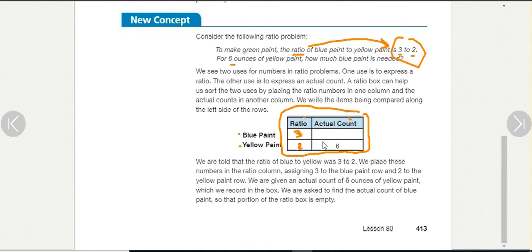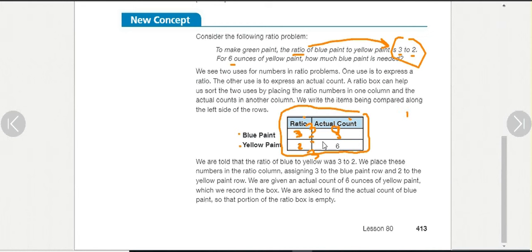You start to see how this reminds us of the fractions where we would go 3 over 2 is what over 6, right? 2 times what is 6? 3 is our constant factor. So 3 times 3 is 9. Boom, you just did the entire lesson.